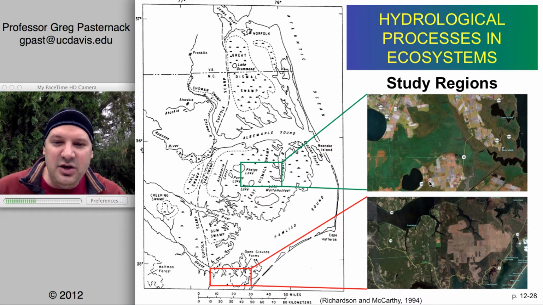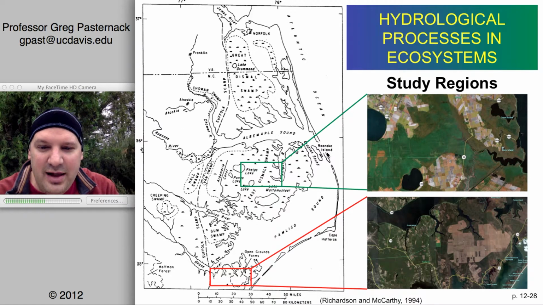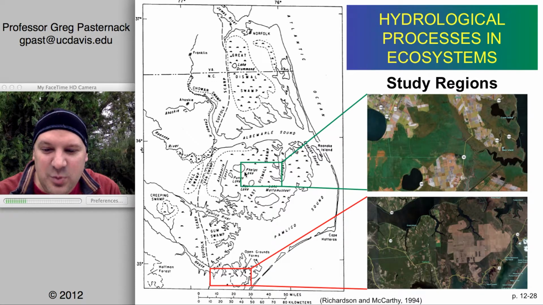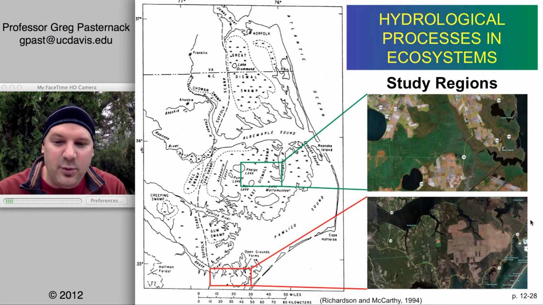The study was done in North Carolina. Here's a map that's showing Roanoke Island, Pamlico Sound. One of these in the East Dismal Swamp, and then another site to the south of the Neuse River. And there are some aerial shots to just put that into context for you.